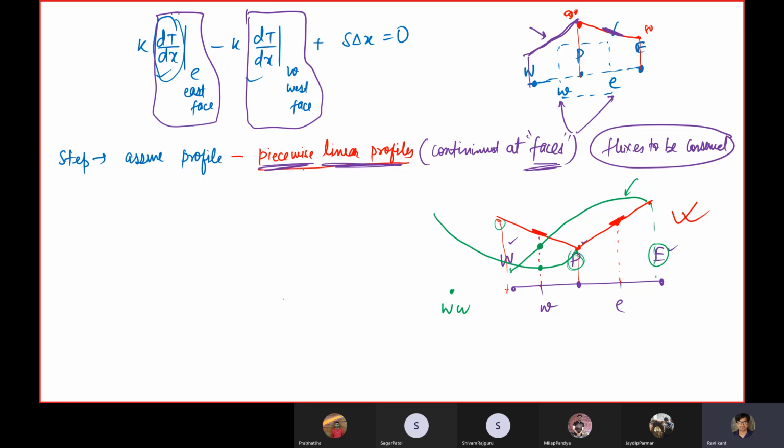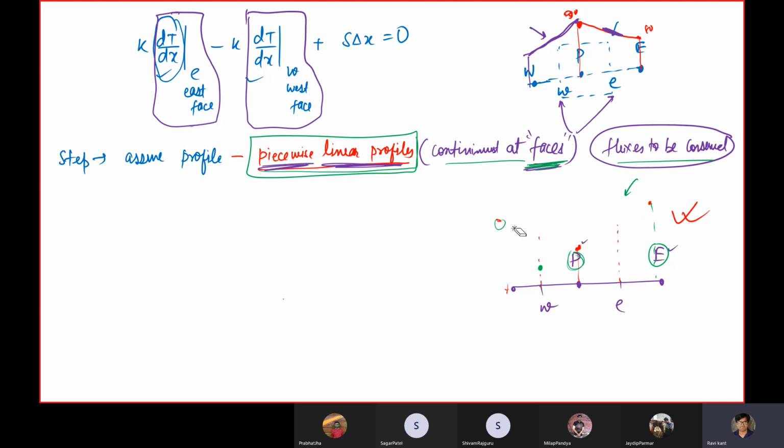So it is advantageous that you take piecewise linear profiles, and this is also simple and very powerful, and that also ensures that you will have continuous fluxes at your faces. That is what we need. That captures the essential physics out of it. So we'll not take up higher order polynomials in these cases, and we'll stick with linear profile assumptions. Okay, and this is simple also.